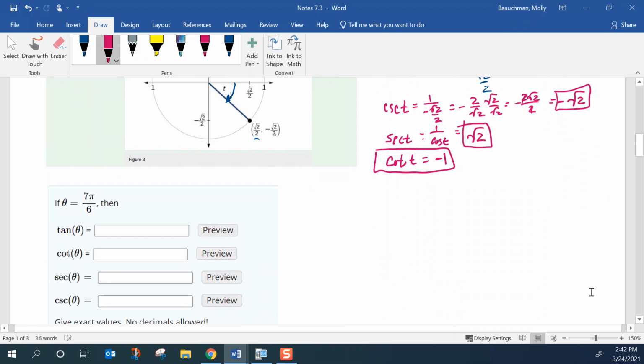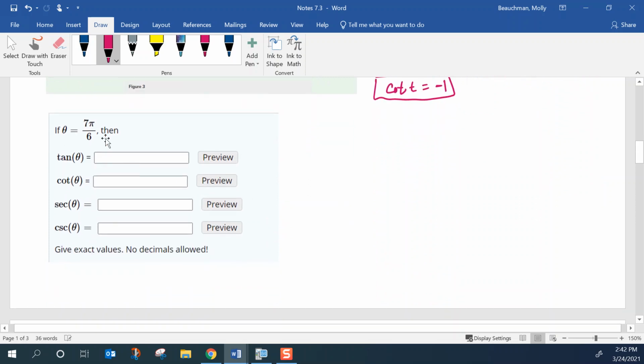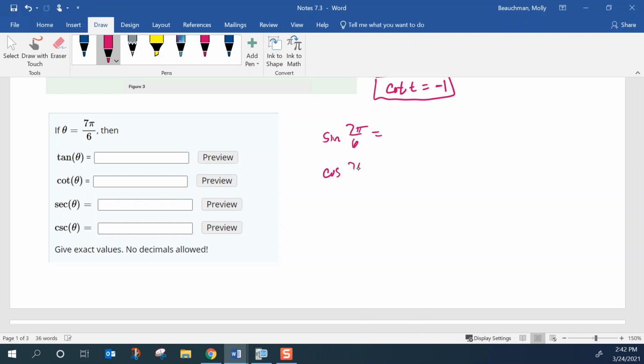All right, let's take a look at another example. If your angle is 7 pi over 6, then find tangent, cotangent, secant, and cosecant. So the angle 7 pi over 6 is one of the angle measures on our unit circle. So if I know the sine of 7 pi over 6, and I know the cosine of 7 pi over 6, I can get all of the other trig functions. So this is where the unit circle comes in handy.